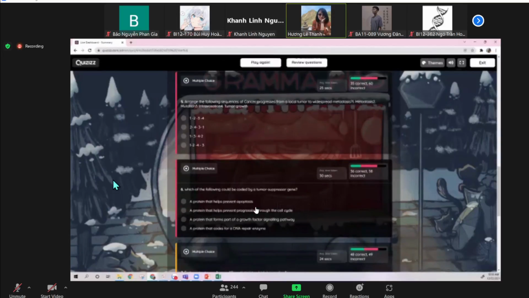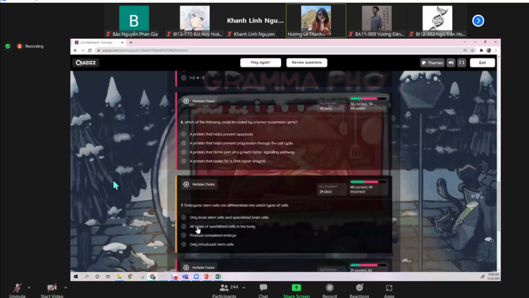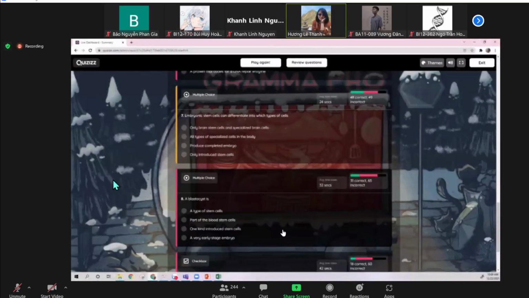So for the next question, the embryonic stem cell can differentiate into which type of cells? Okay, so they can differentiate into all types of cells because they are pluripotent or totipotent in the early stage of the embryonic stem cell. Okay, I will draw a blastocyst for you. That's when the sperm goes to meet the egg. We have the zygote, and by several cell divisions in the first step, they will produce a blastocyst in the very early stage of the embryo.